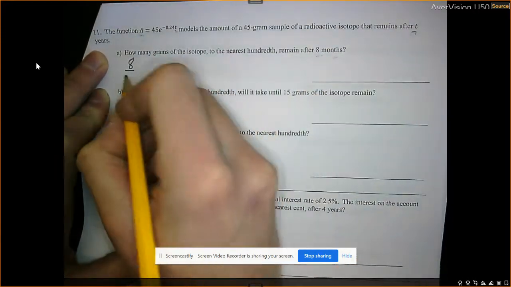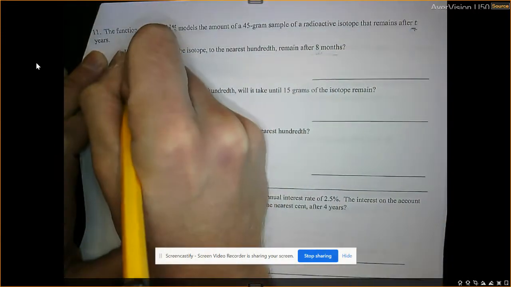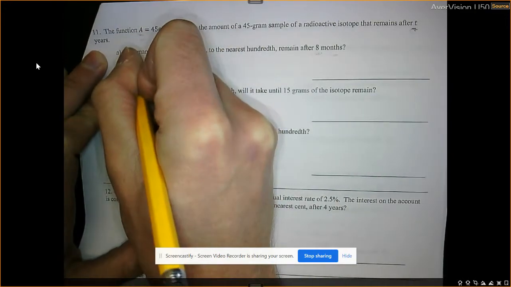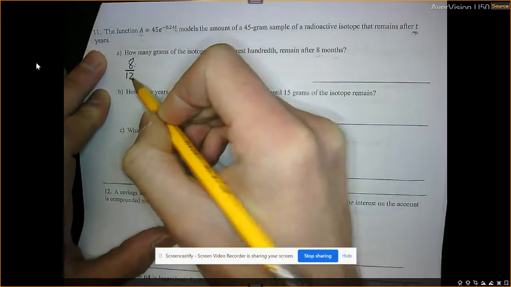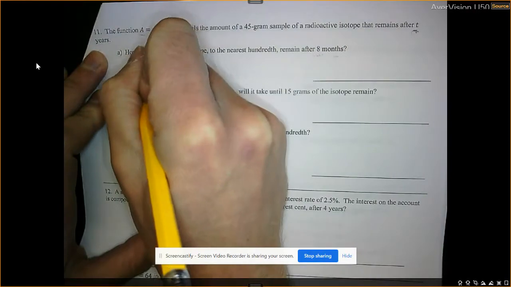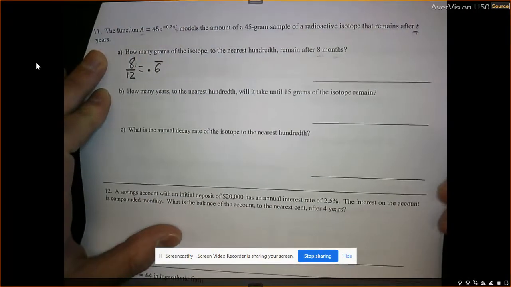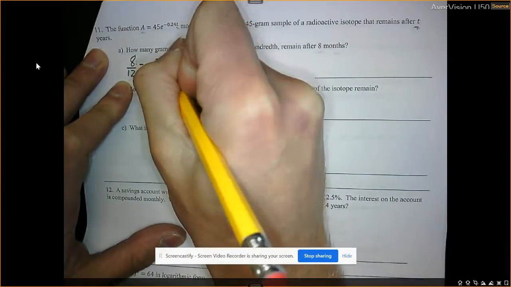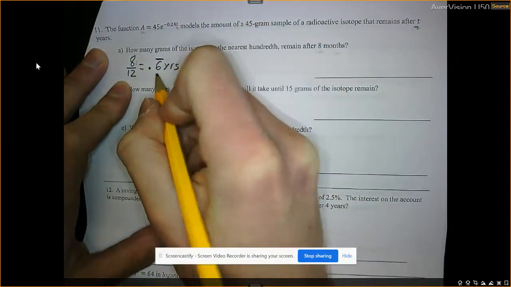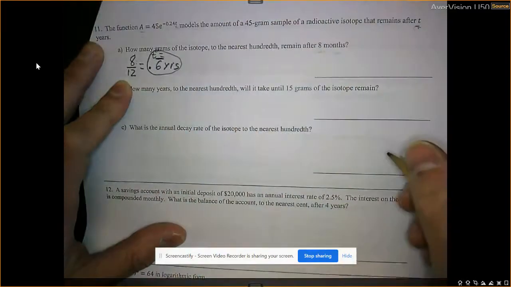Okay, so 8 months, to convert it to years, it's just the 8 months out of the 12 months that are in a year. Do that in your calculator. 8 divided by 12, that's 2/3 or 0.6 repeating. So that's 0.6 repeating years. That's going to be our T. So this is our T now, and I need to go ahead and plug that into this equation.